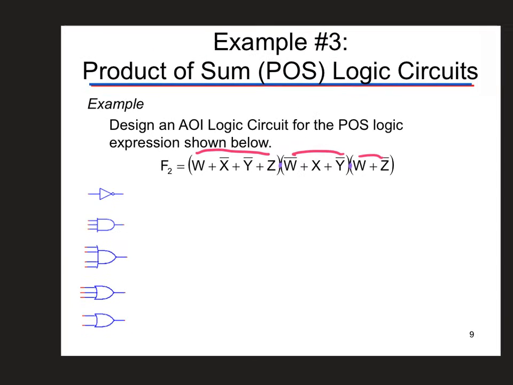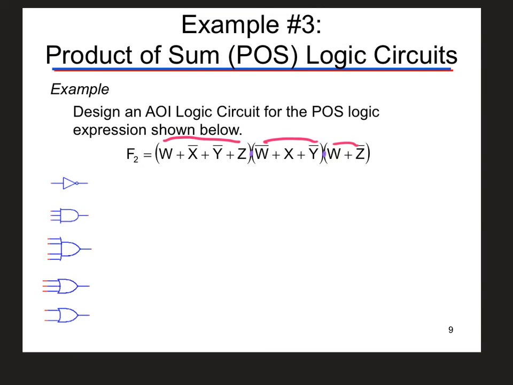All right, now we start out much the same way with our inverters on this one. We have a W, a not W, a not X and an X. We only have a not Y though, so we won't need an inverter there, and we won't need a Y input coming in. We can just run that straight in. And then we have a Z and a not Z.